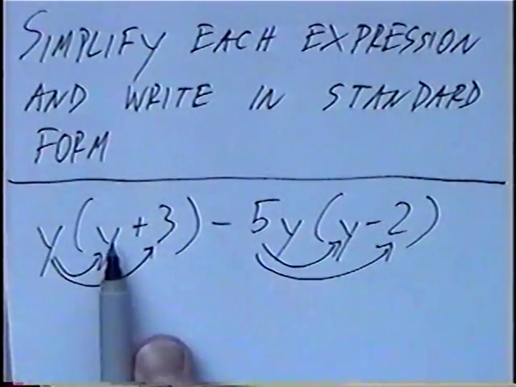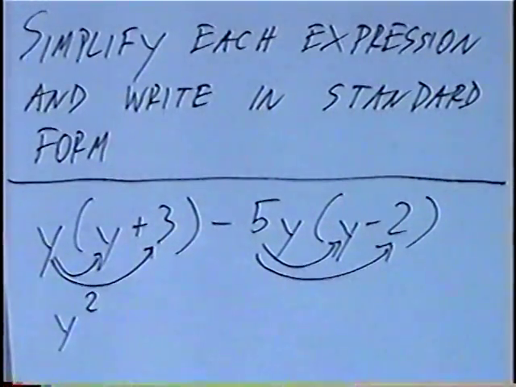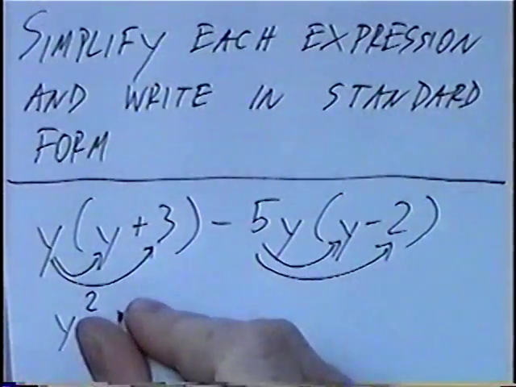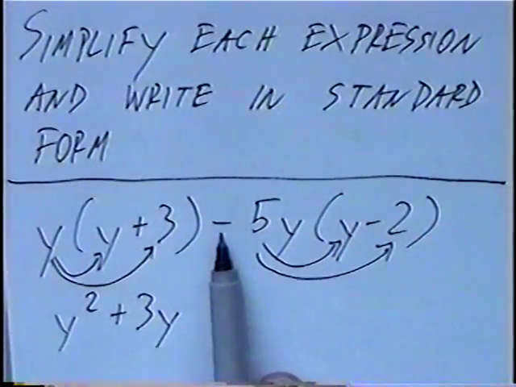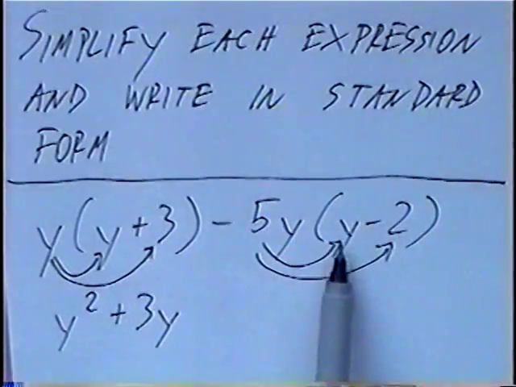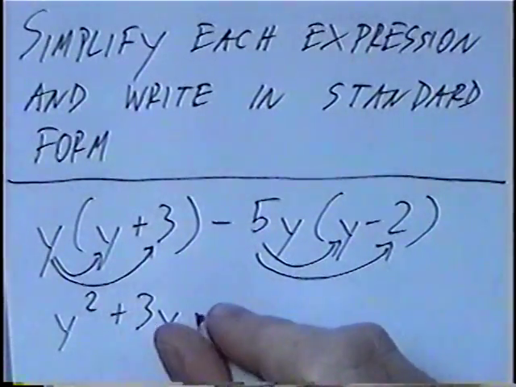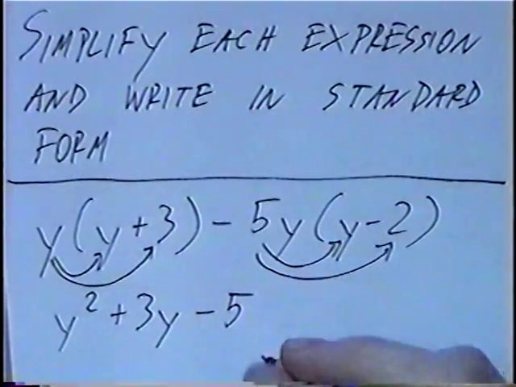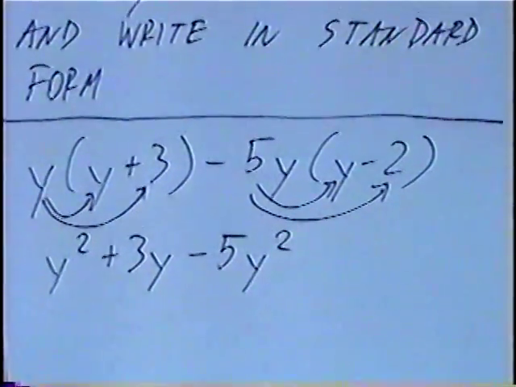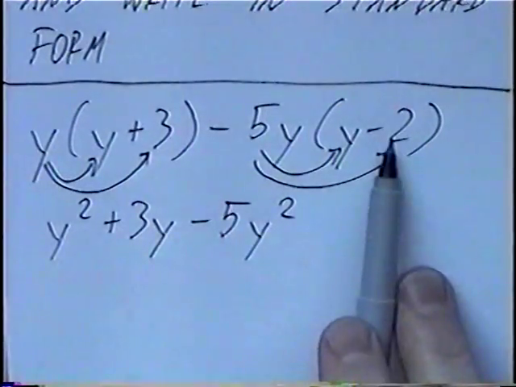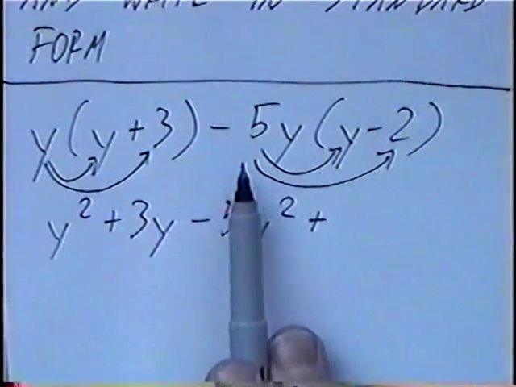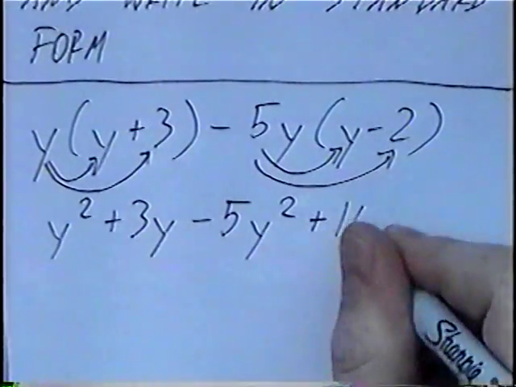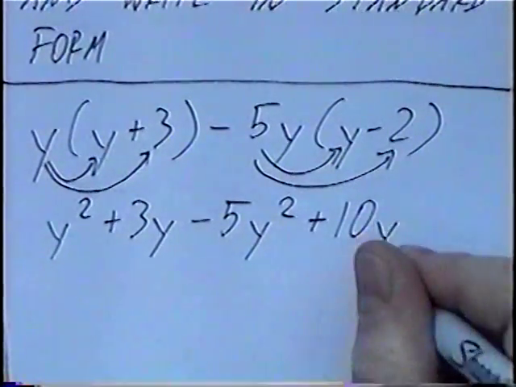Multiplying the first terms, y times y would be y squared, and y times a positive 3 would be positive 3y or plus 3y. Multiplying the second parentheses, we're going to multiply each term by negative 5y. So negative 5y times y, the negative 5 would stay the same, and y times y would be y squared. Negative 5 times a negative 2. Negative times a negative would be a positive. Multiplying the numbers, 5 times 2 would be 10, and the y would stay the same.